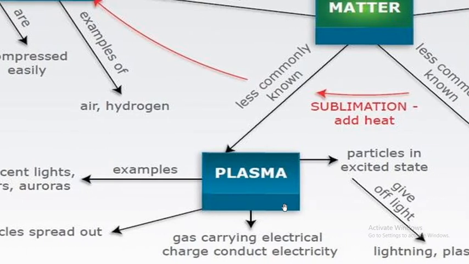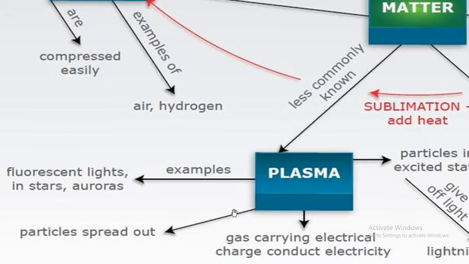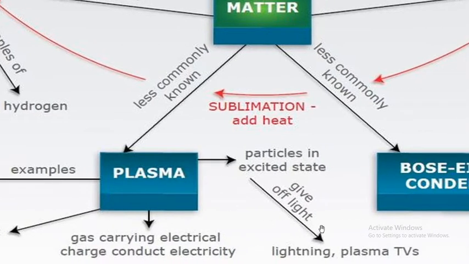This plasma state is obtained when gases are heated to very high temperature, when gas molecules are ionized to form electrons and ions. That state is called plasma state. Examples are stars, the sun, fluorescent lights, and lightning. These all come under plasma, where ions and electrons exist together. Plasma TVs and lightning contain plasma, which are examples for this.